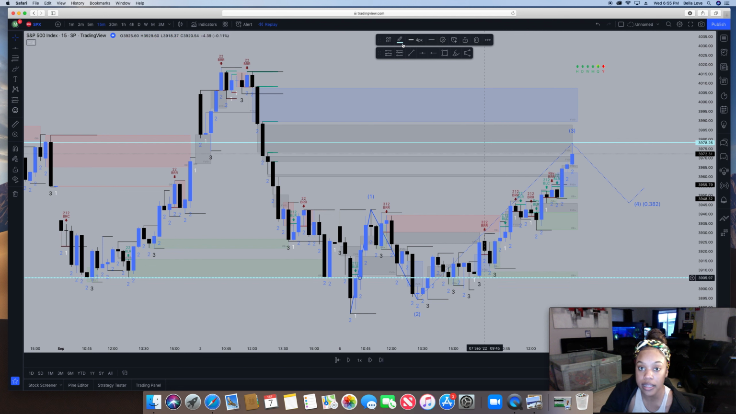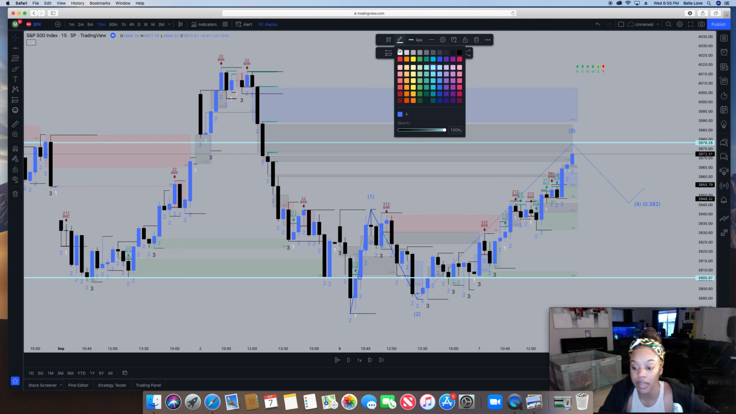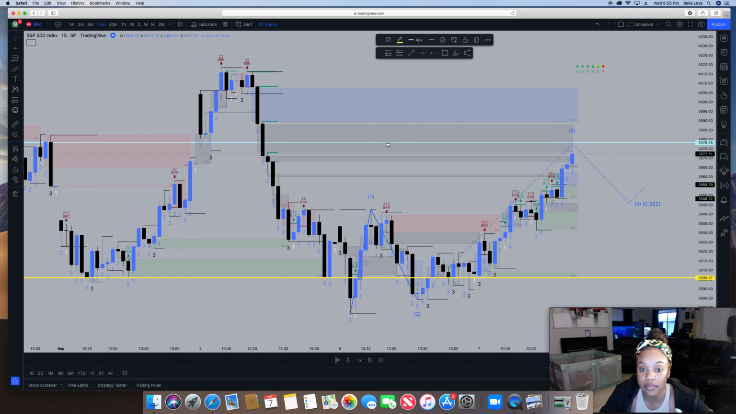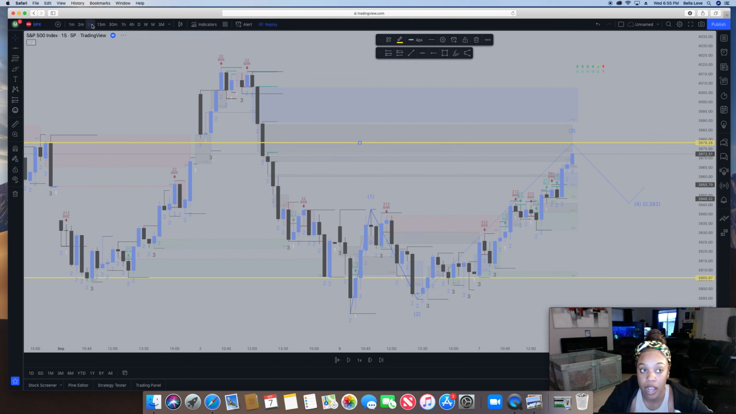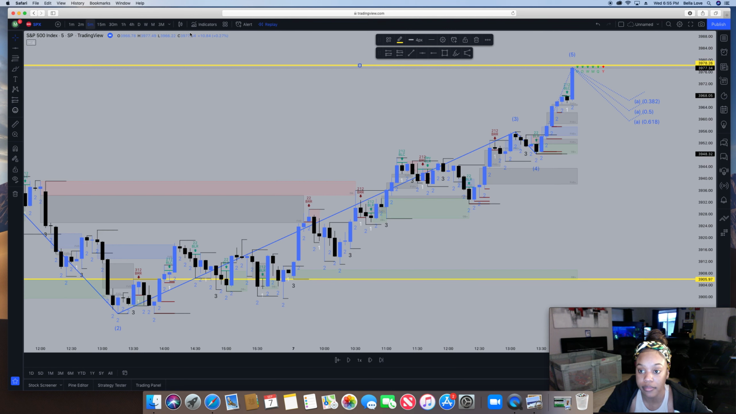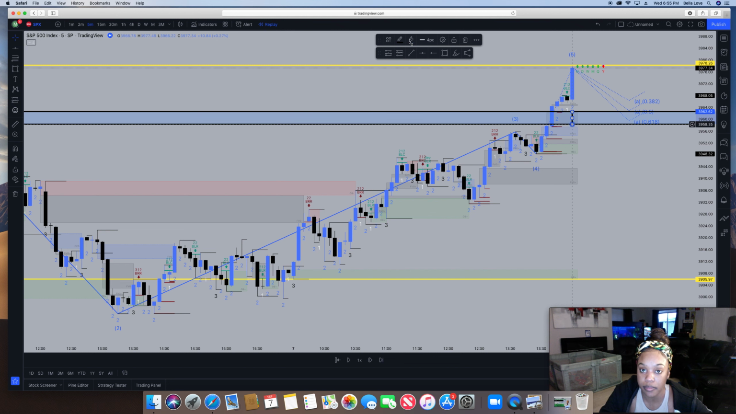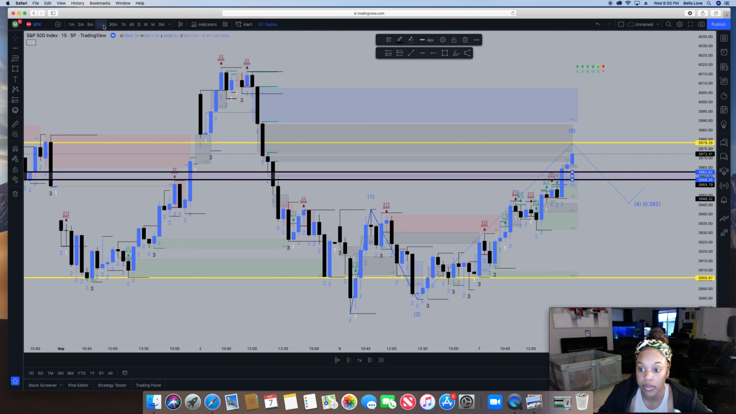I'll change these colors. You guys know in the 15-minute chart, we always mark the high and the low of the day. Go down to the 5-minute chart. There's a big imbalance. On a 5-minute chart, I always mark my fair value gaps to be purple. On the 15-minute chart, that's the same.